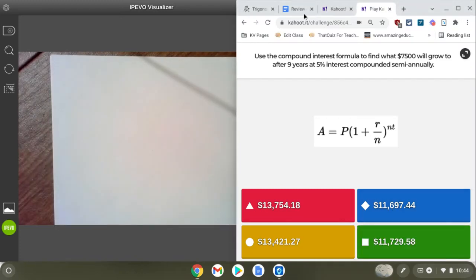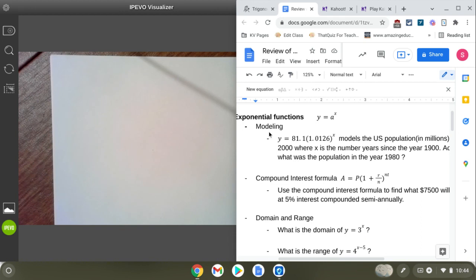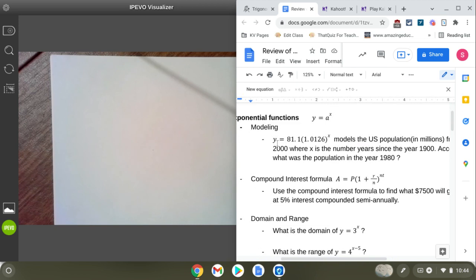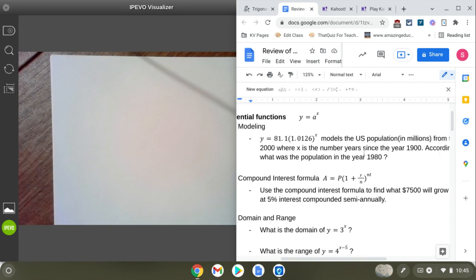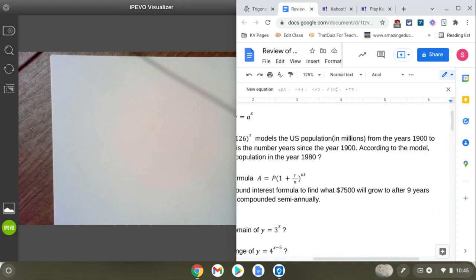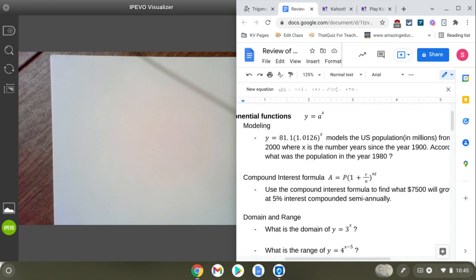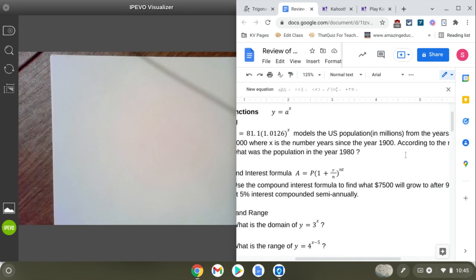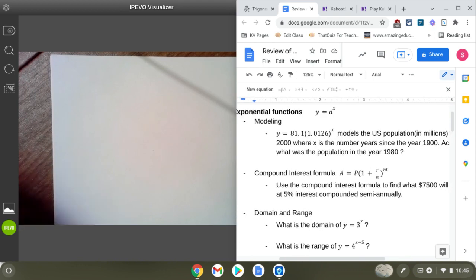All right, so we're going to look through some of these review questions for your quiz on exponential functions. This first question about modeling is the only one that is not in that Kahoot. It gives you a function, y equals this whole mess to the x power. It says that it models the U.S. population from the years 1900 to 2000, and x is the number of years since the year 1900. According to the model, what was the population in 1980?